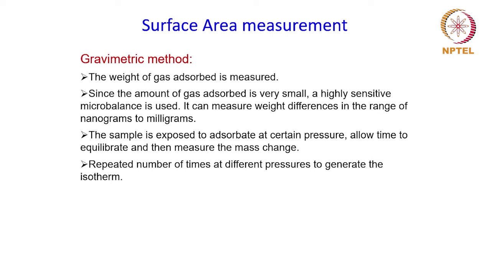So in this case, what is done is that the sample is exposed to the adsorbed gas at a certain pressure, and a certain time is allowed for the equilibrium to establish, and then the mass change is measured as the gas is adsorbed onto the surface of the powder particles. And the experiment is repeated a number of times at different pressures to generate different relative pressures and to plot the isotherm.